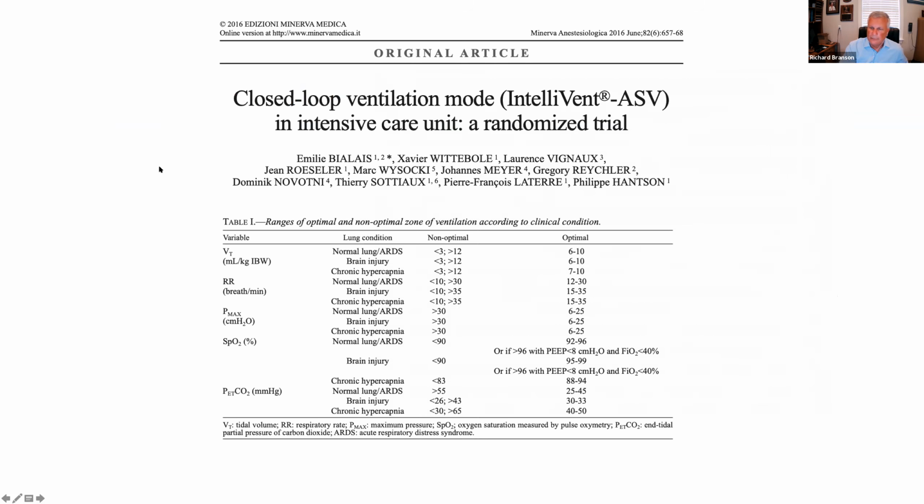Now, get past IntelliVent. So there are lots of studies that have been done, again, looking at these physiologic variables. And this is another one from a couple of the groups, a number of the authors are employees of Hamilton. But you're looking at the variable, what the lung condition is, and what's the optimal and non-optimal range.